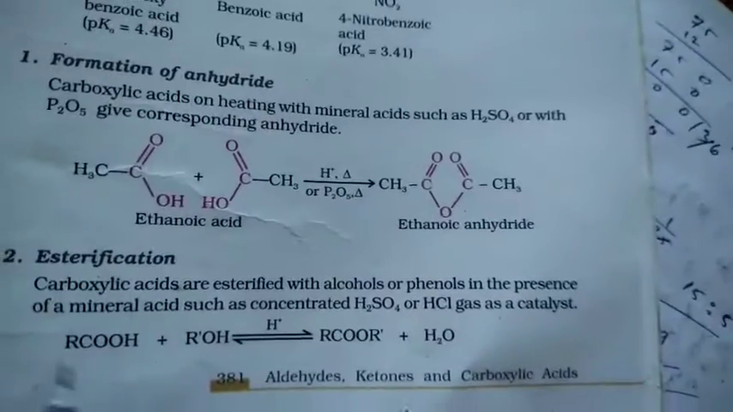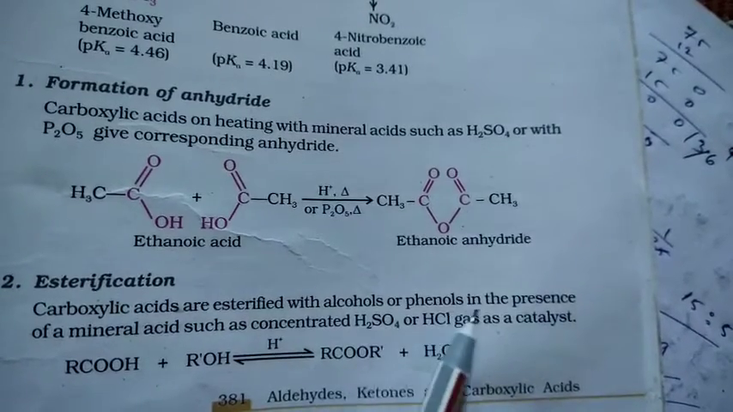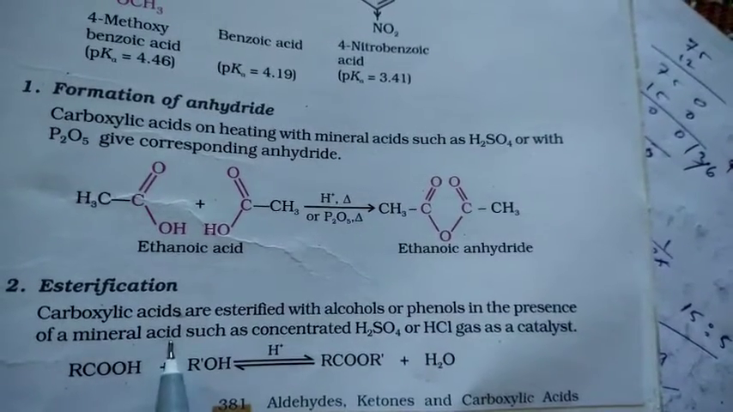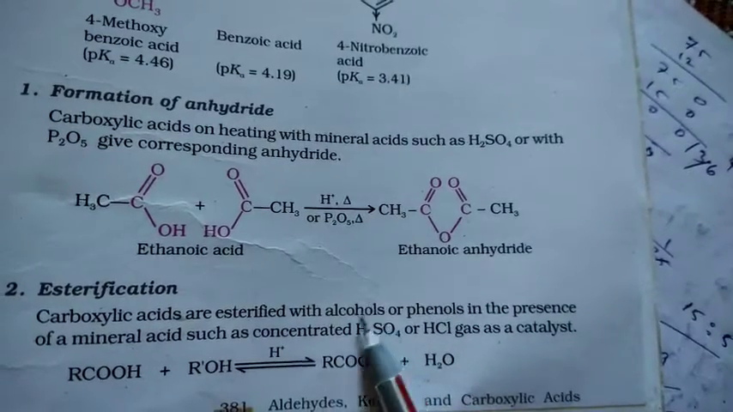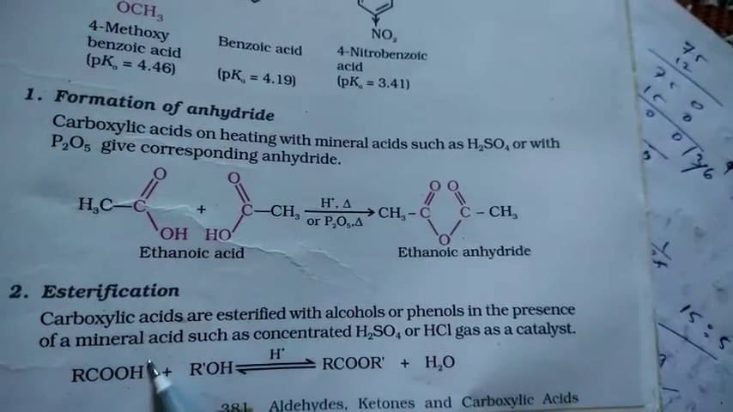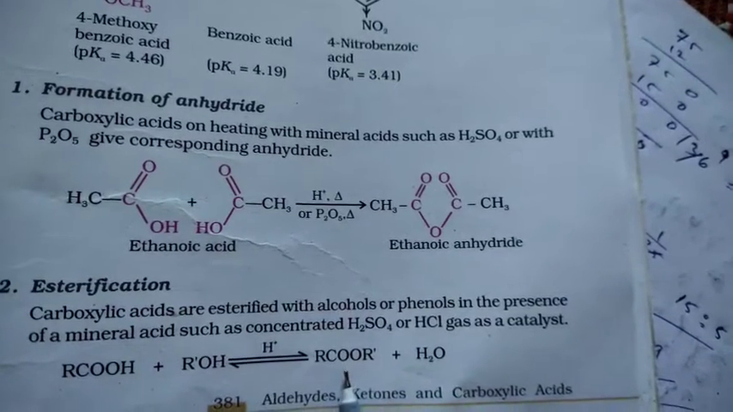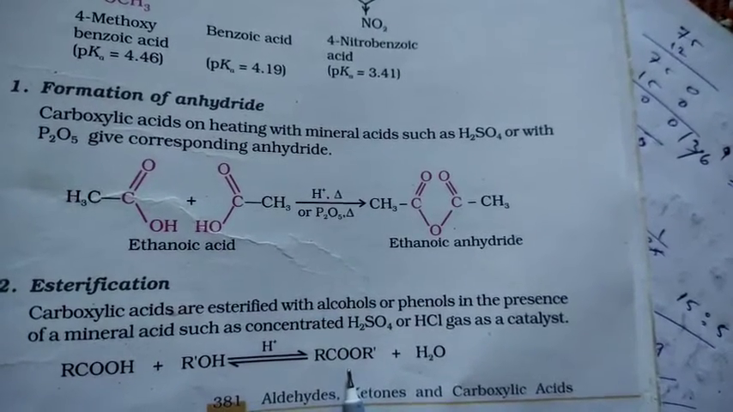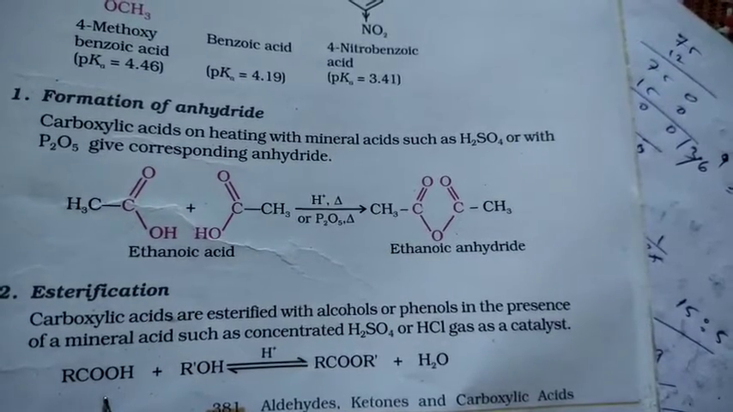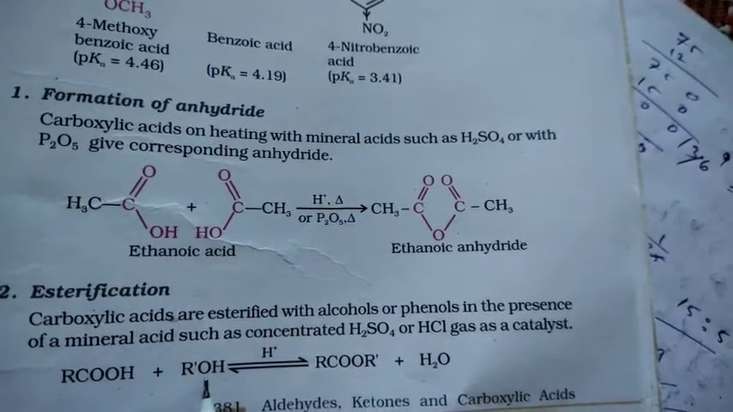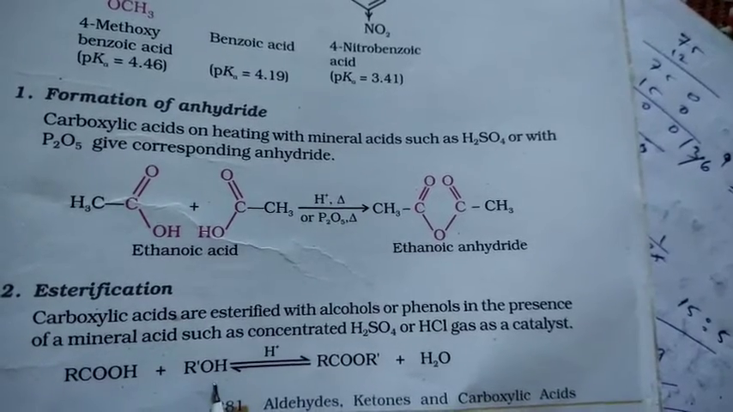Next is the esterification. So carboxylic acids are esterified with alcohols or phenols in the presence of a mineral acid. So for making it ester, what we need is alcohol or phenol in the presence of mineral acid. So this is actually a case of preparation of ester. Yes, a preparation of ester, or property of carboxylic acid or property of alcohol. This reaction you have already studied in the parts of alcohol or phenol.